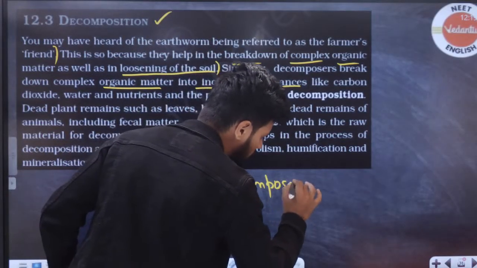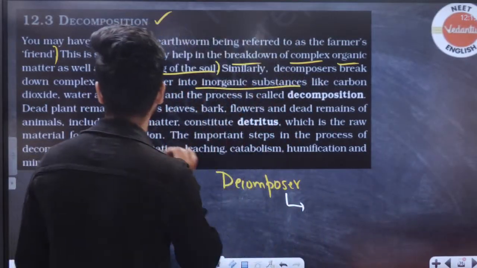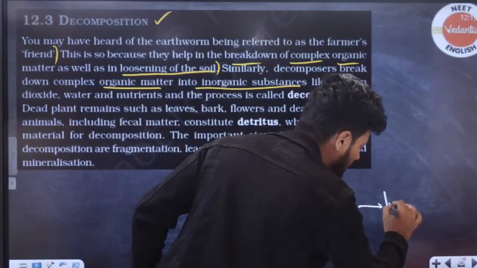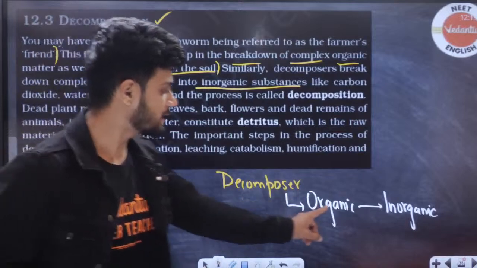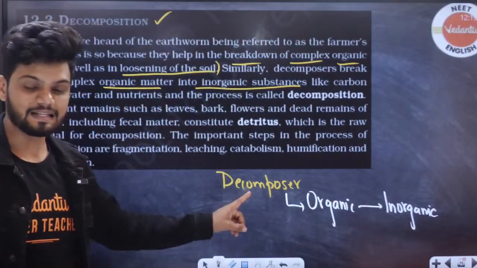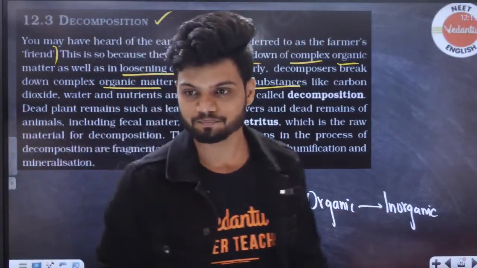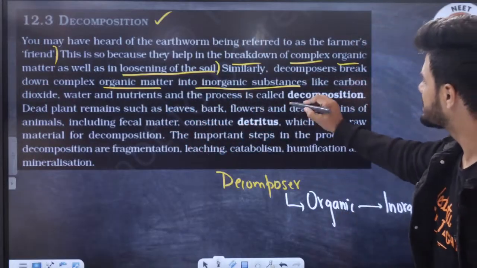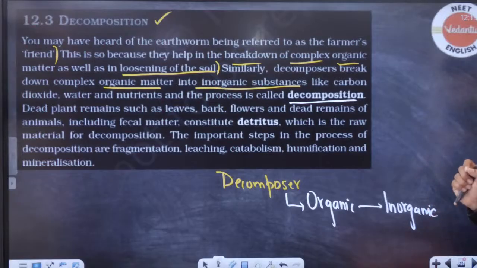A decomposer will break down complex organic substance into inorganic substance. So organic to inorganic conversion is happening because of decomposers. Like carbon dioxide, water, and nutrients, and the process is called decomposition. This process of conversion of organic substance into inorganic substance is called decomposition.